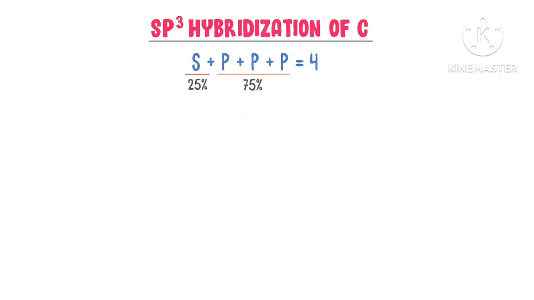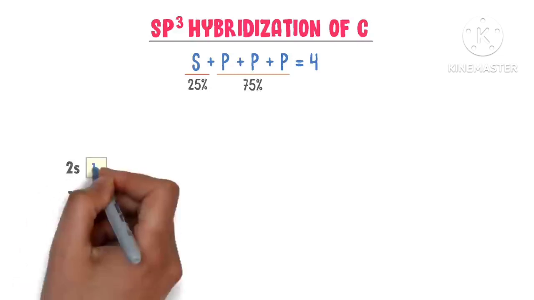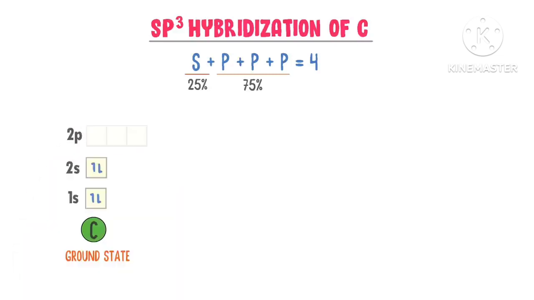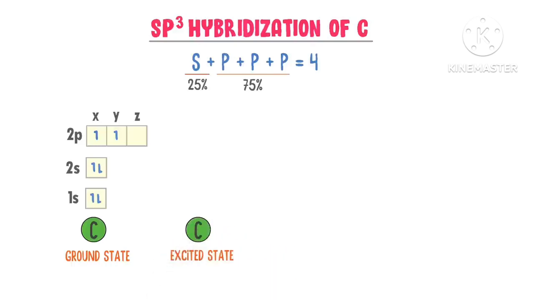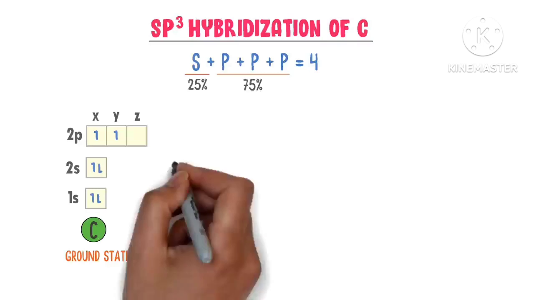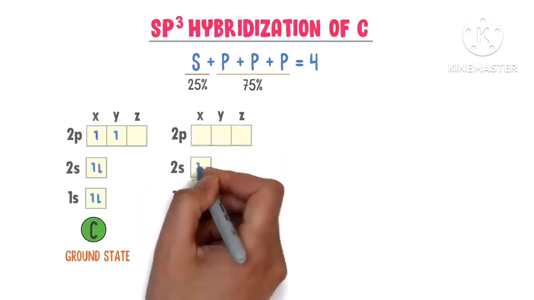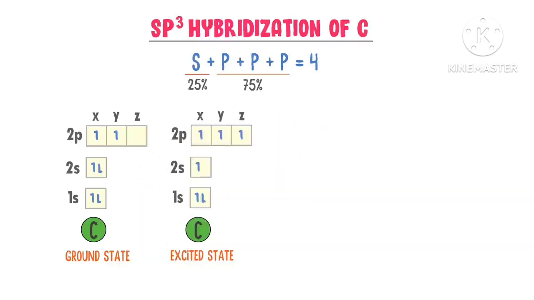For example, consider a carbon atom in the ground state. We know that there are 6 electrons present in a carbon atom. In 1s, there are 2 electrons, in 2s, there are 2 electrons, while in 2p, there is 1 electron in the x orbital and 1 electron in the y orbital. Now let's consider the excited state of a carbon atom. There are 2 electrons in the 1s orbital, while 1 electron from 2s jumps into the z orbital of 2p. This is the excited state of a carbon atom.